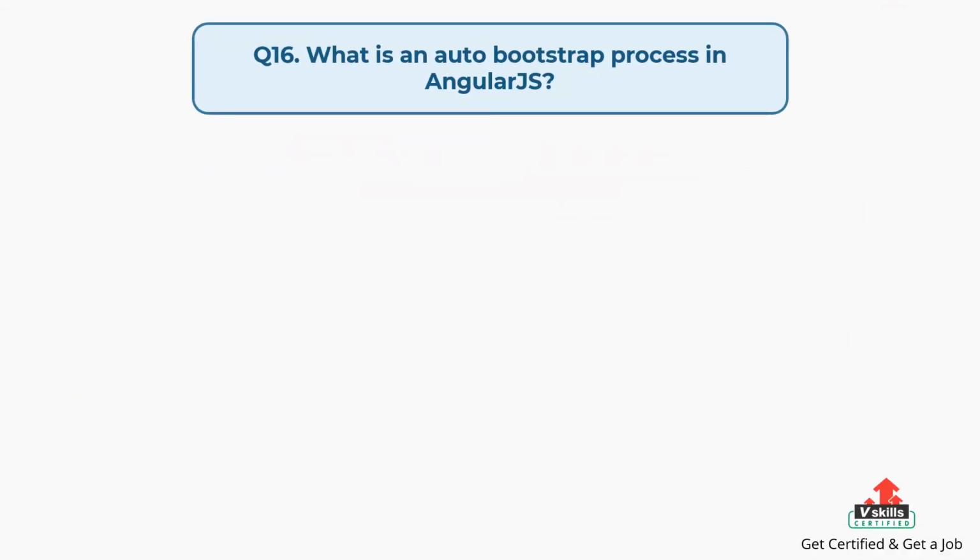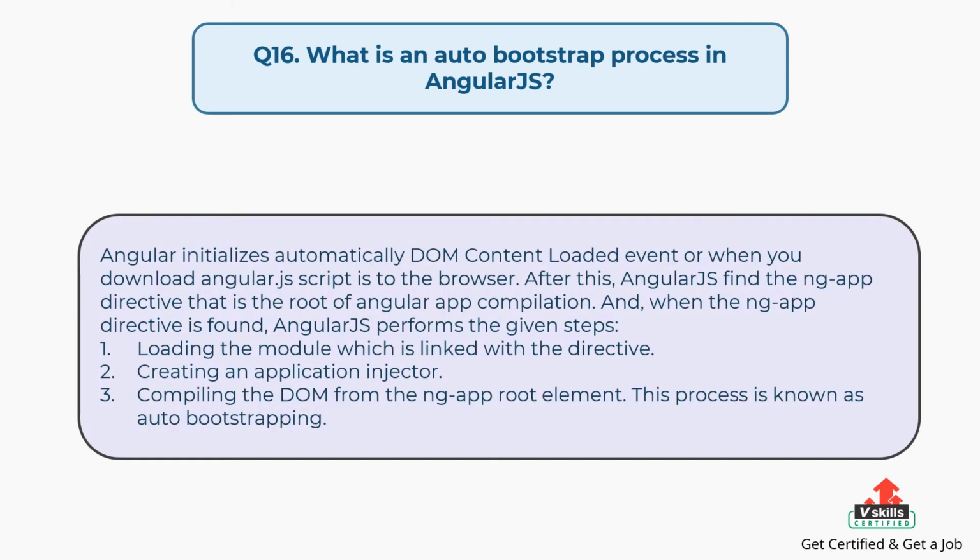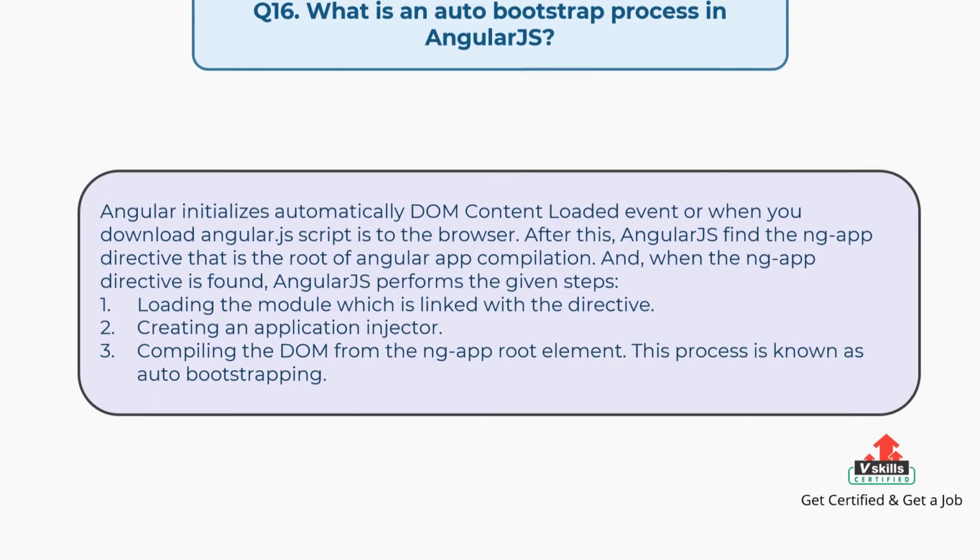Question number 16. What is the auto-bootstrap process in AngularJS? The answer is: Angular initializes automatically on the DOMContentLoaded event or when the angular.js script is downloaded to the browser. After this, AngularJS finds the ng-app directive, which is the root of Angular app compilation. And, when the ng-app directive is found, AngularJS performs the given steps. Firstly, loading the module which is linked with the directive. Secondly, creating an application injector. Lastly, compiling the DOM from the ng-app root element. This process is known as auto-bootstrapping.